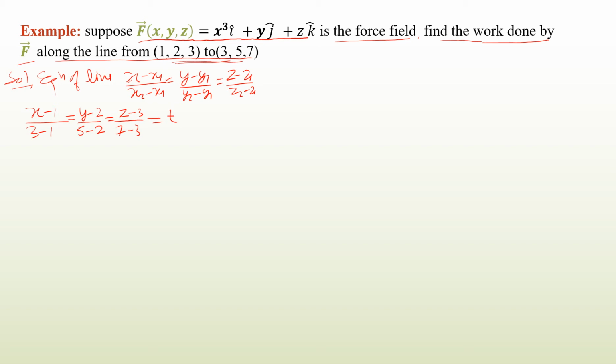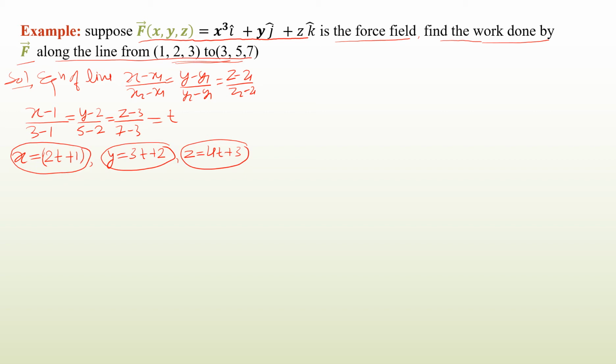We just take this equal to small t. So x we get 2t plus 1, y we get 3t plus 2, and z is equal to 4t plus 3. Now we put the values of x, y, z. As you know, the position vector r is x i, y j, and z k. Now we have to find dr.